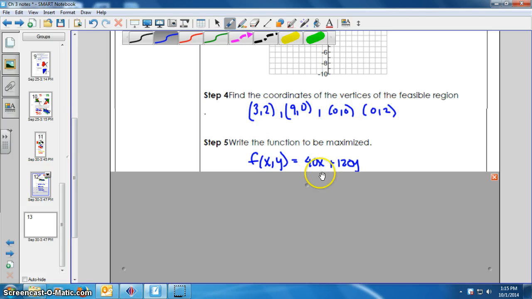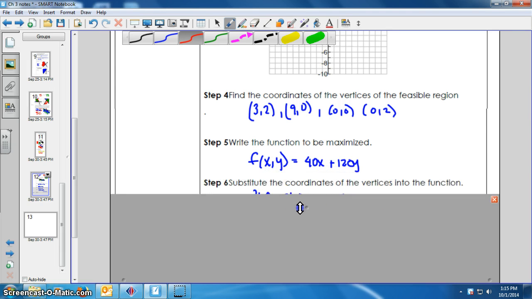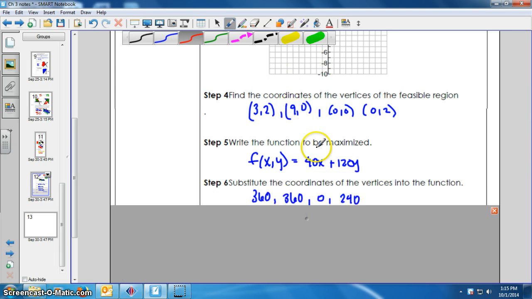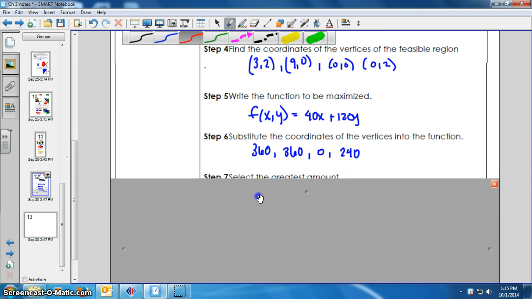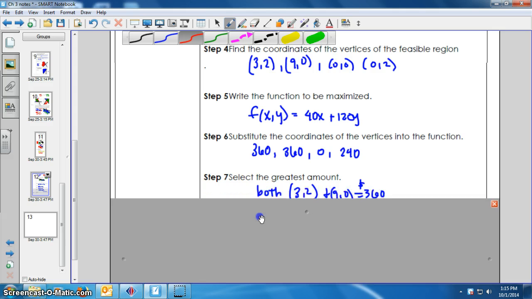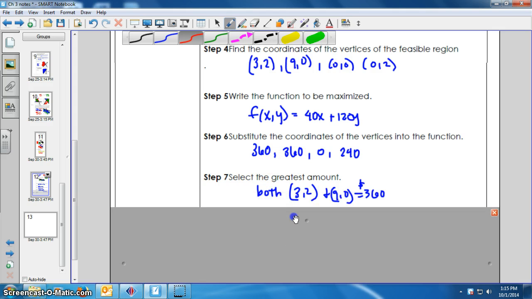Now we're going to try each of these points in this, and you can make a table. Sometimes that helps. But we want to plug in the 3 for x, the 2 for y, and we would wind up with 360. Plug in the 9 for x, the 0 for y, we would get 360. 0 and 0 is going to get me 0. 0 in for x, 2 in for y, we'd get 240. So that's the amount of money they're making for those different types of jobs. So which one is the greatest? Well, the 360s are the greatest, so both 3, 2, and 9, 0.